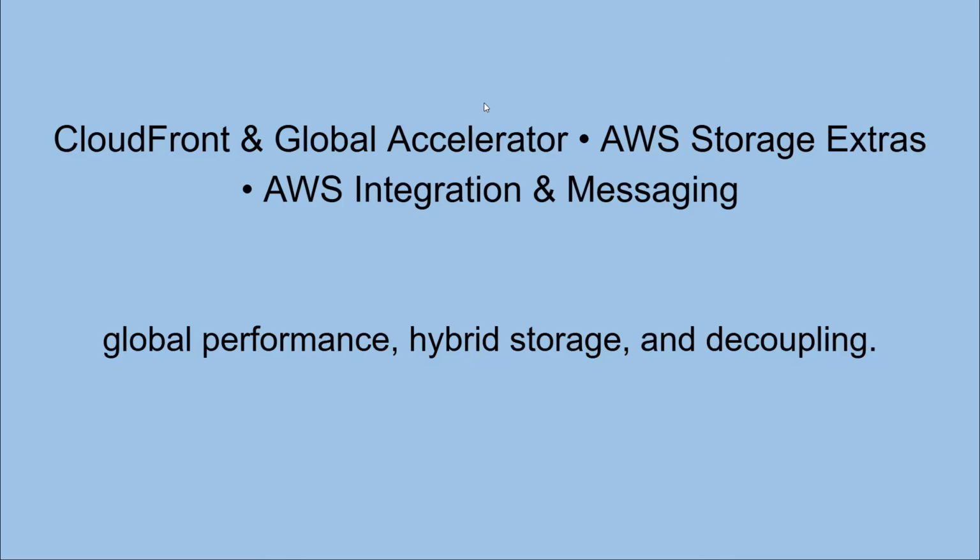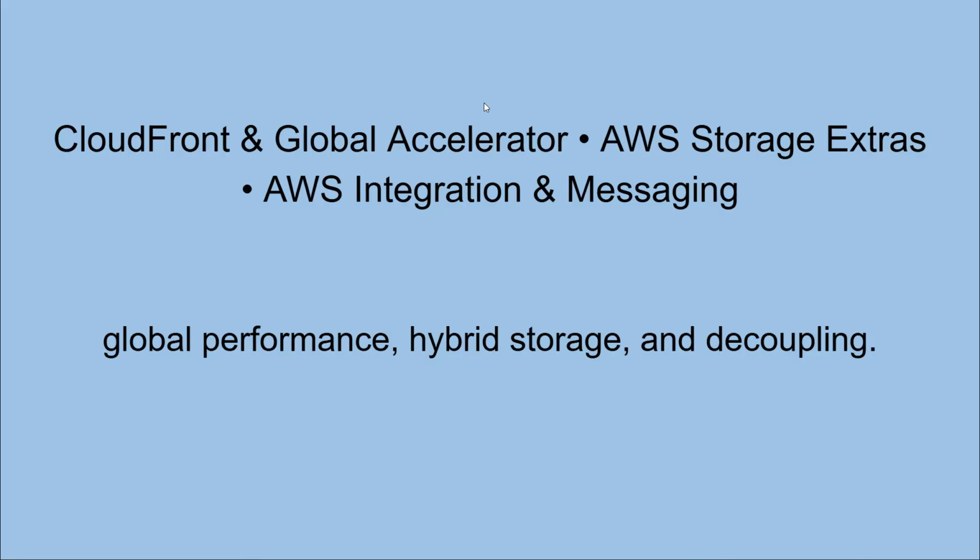All right, hello guys. So this week we're going to go over CloudFront and Global Accelerator, as well as some storage extras and some integration and messaging options in AWS. So really, this is the three big AWS architecture ideas where we're making applications faster globally, connecting or moving storage into AWS, and allowing the system to communicate without depending too tightly on each other.